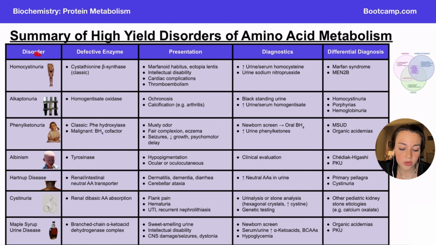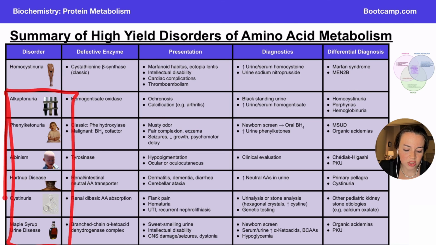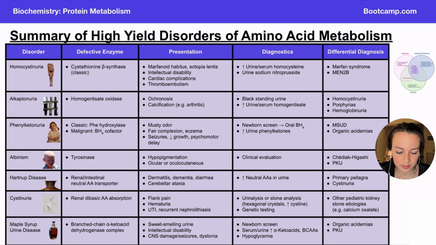With the exception of homocystinuria, which was covered earlier in the biochem unit, all of these videos took place during this chapter on protein metabolism. The first disorder we're going to talk about is homocystinuria. The defective enzyme in the condition homocystinuria was cystathionine beta synthase.